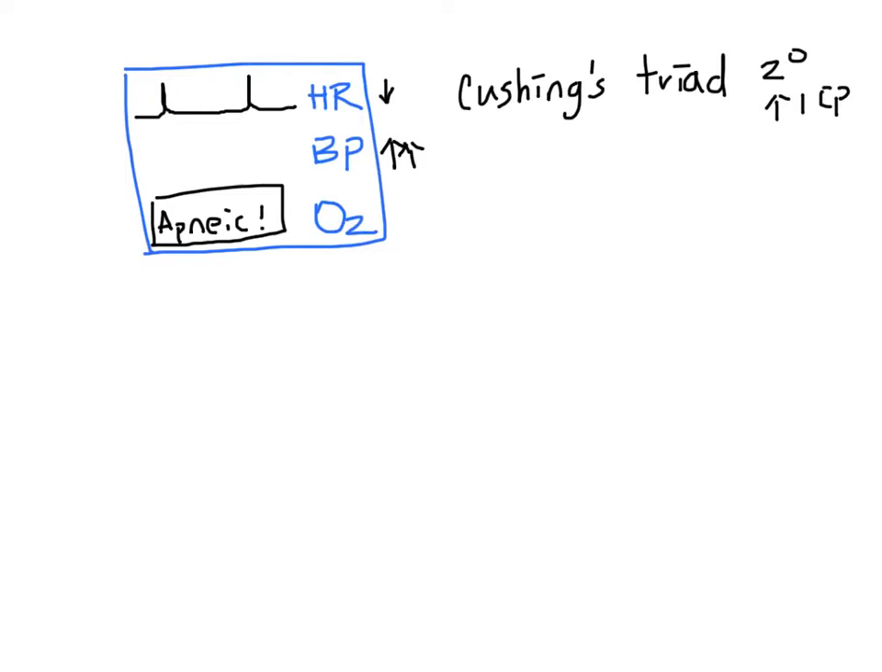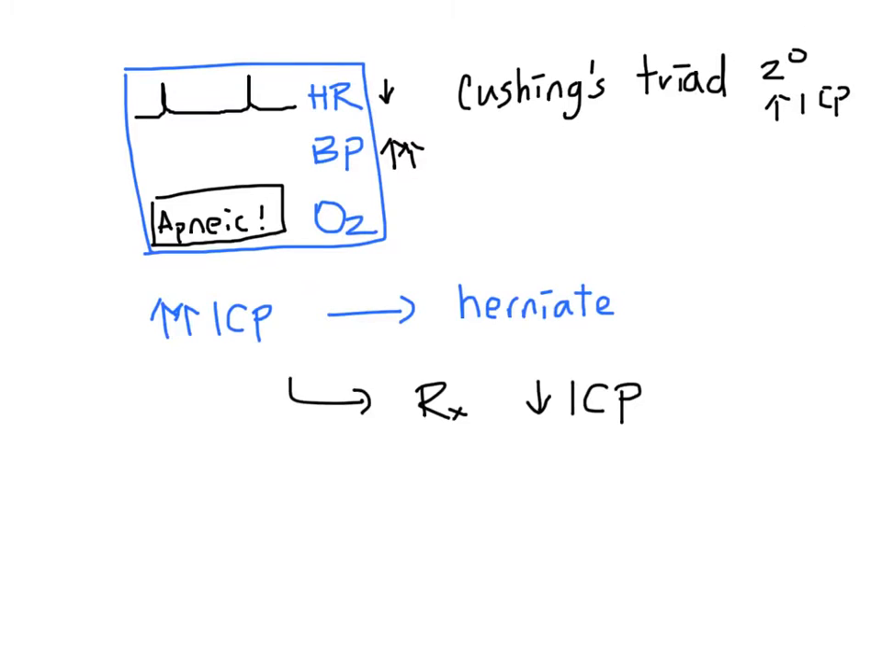Cushing's triad means there is a critical increased intracranial pressure. If it is not fixed, the brain can quickly herniate. Therefore, we need to decrease the intracranial pressure. We will discuss this in the next specific treatment section.